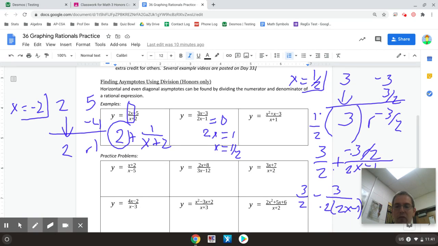If this one's been flipped upside down, you can see with the negative, and you can also see a vertical asymptote it looks like of 1/2 would make that equal to 0. So that's how you can rewrite it.